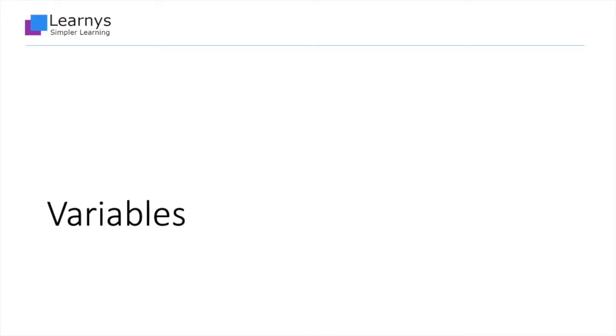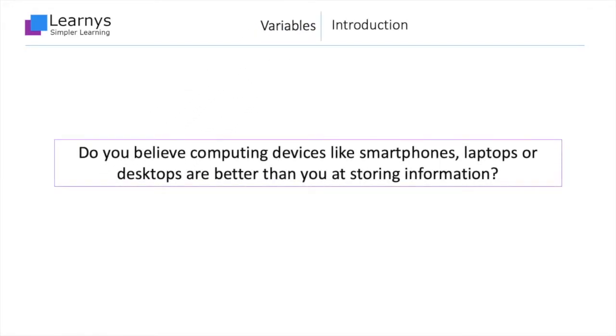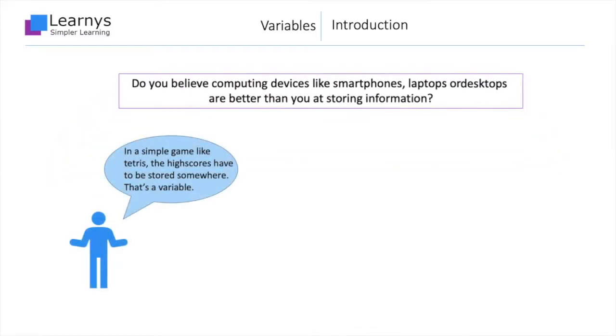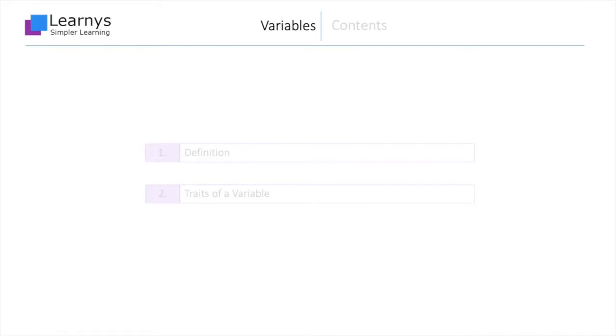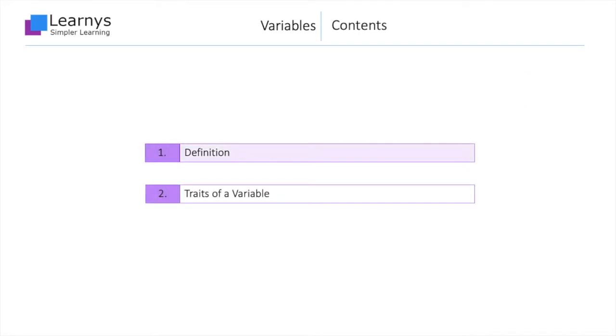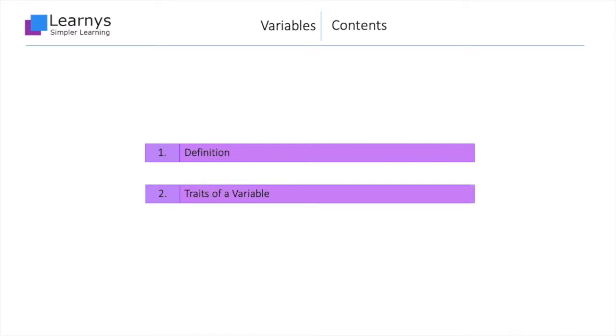In this video, we will look at variables. Do you believe computing devices like smartphones, laptops or desktops are better than you at storing information? In a simple game like Tetris, the high scores have to be stored somewhere. That is a variable. Or if you consider a simple application like a calculator, the operands and results both are stored in variables. In this video, we will look at the definition of variables and the 5 traits which correspond to a variable. Let us look at the first topic in this.